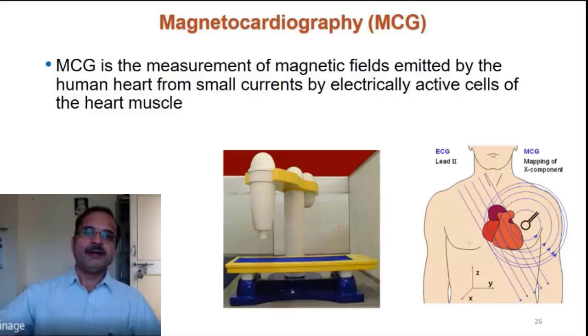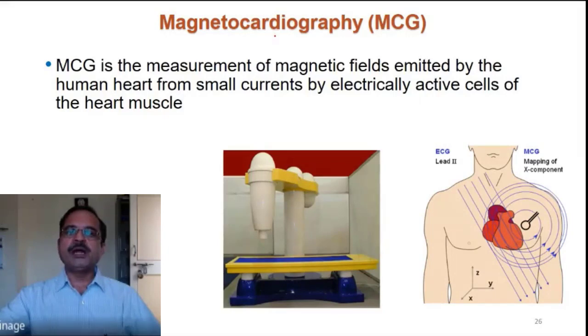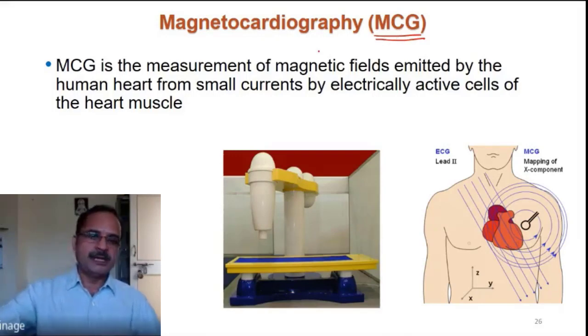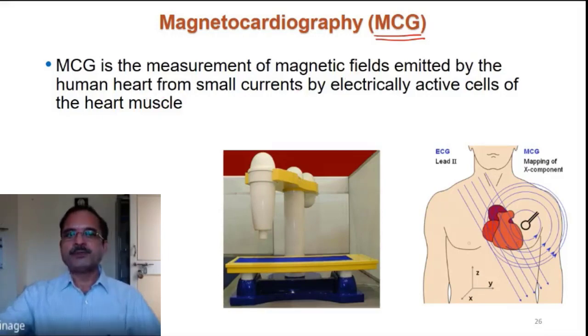Then the last one is MCG, magnetocardiography. In this case, the middle letter C stands for cardio. So MCG is the measurement of magnetic fields emitted by the human heart from small currents by electrically active cells of the heart muscle. In the next unit we will see how exactly our heart works, and what the electrical activity going on inside our heart is. That we'll see in unit number 2.